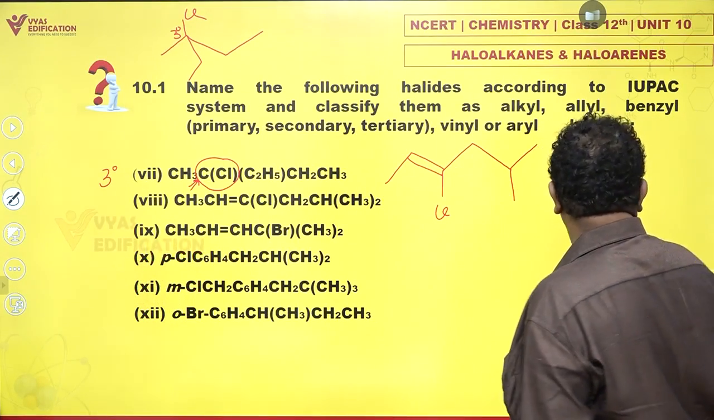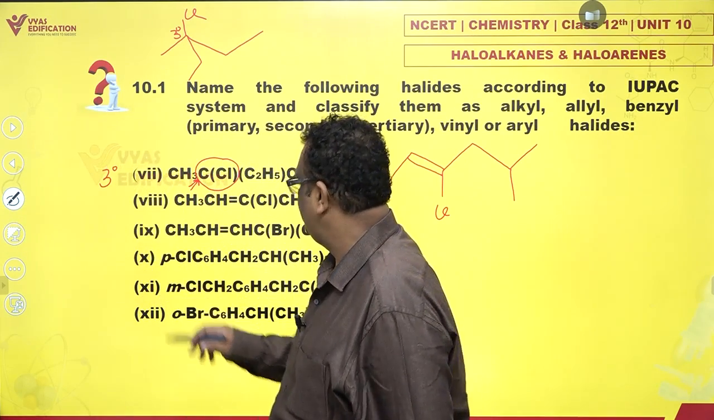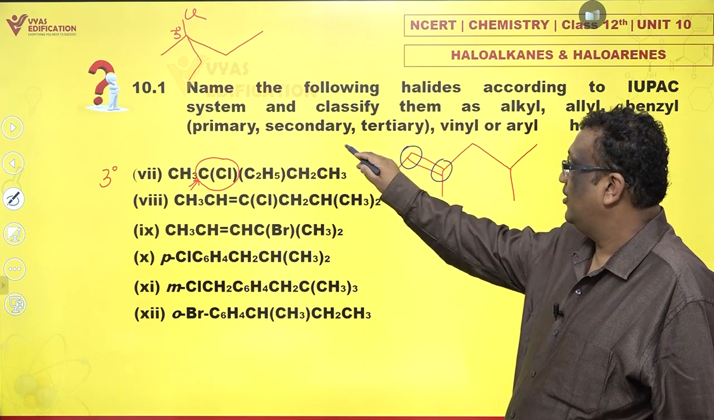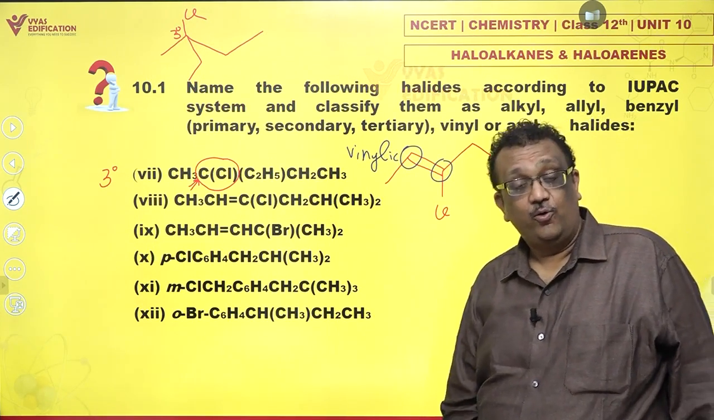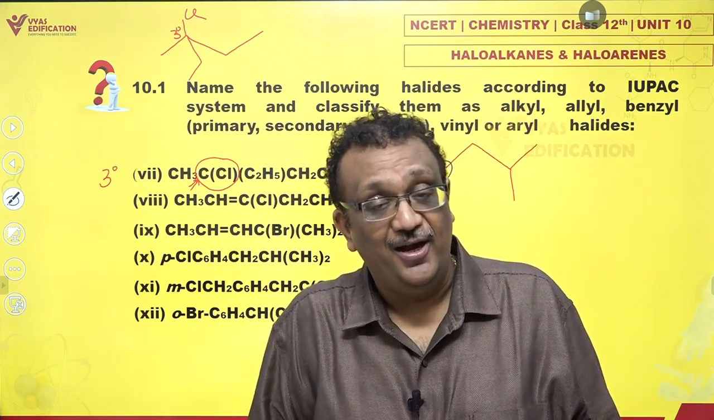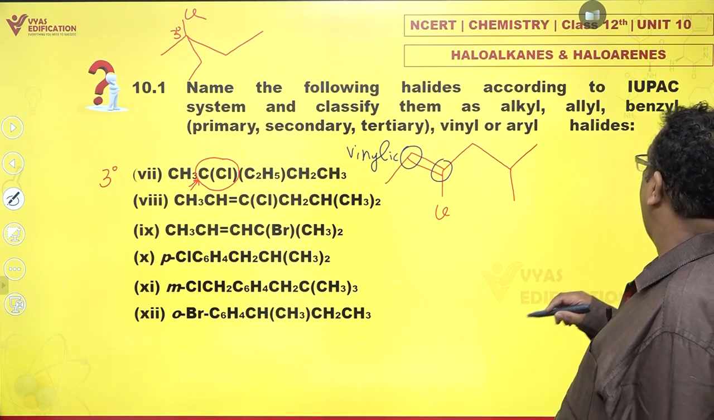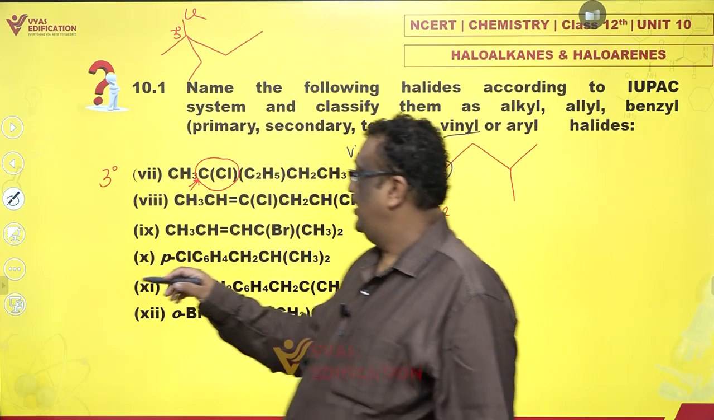Both these carbons, which are vinylic, this is a new term, I am confused. I'm just saying it again for you, don't worry. Both these carbons, they are called vinylic carbons. Hydrogens attached to these carbons are vinylic hydrogens, and halides attached are called vinyl halides. This is a vinyl halide.